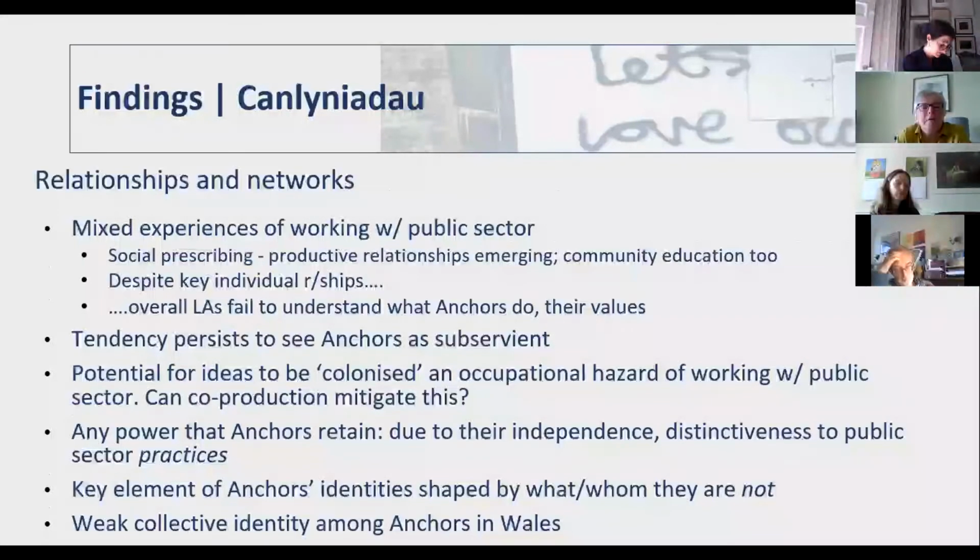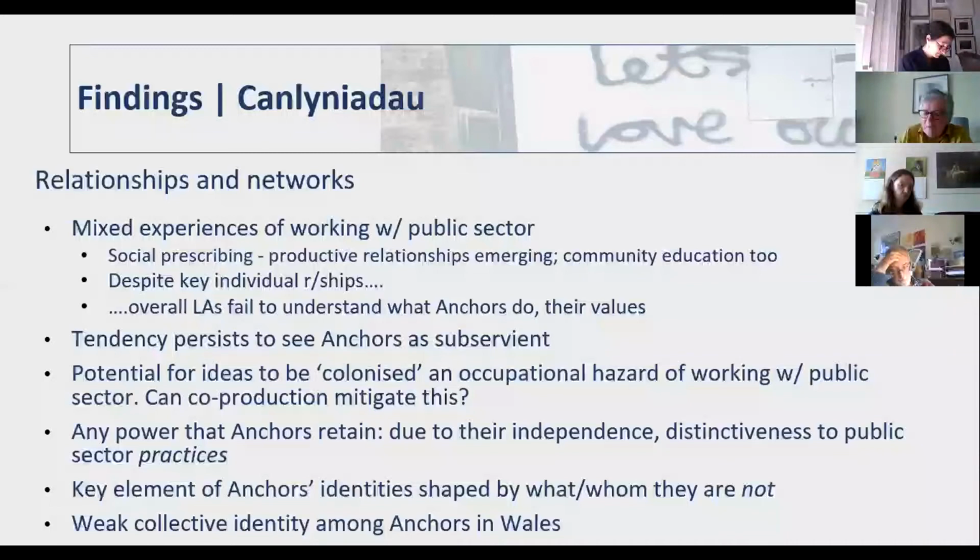And this is where I think there is an ongoing fundamental tension between what they are, who they are, what they do, and the more established mainstream forms of measurement and evaluation of things. Mixed experiences working with the public sector. So, that's just the reality.